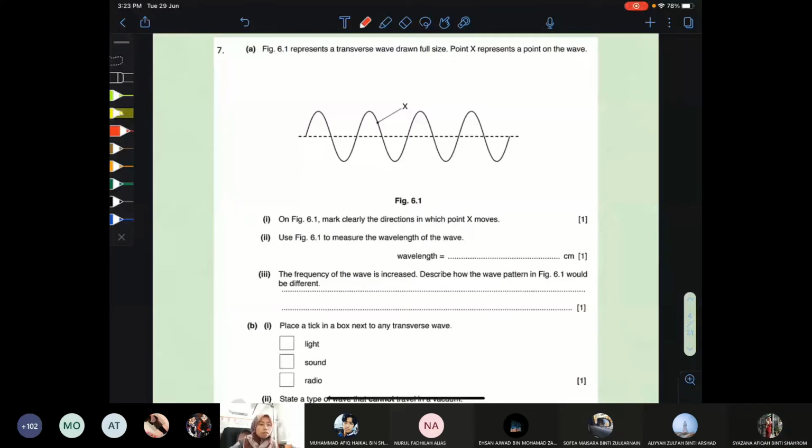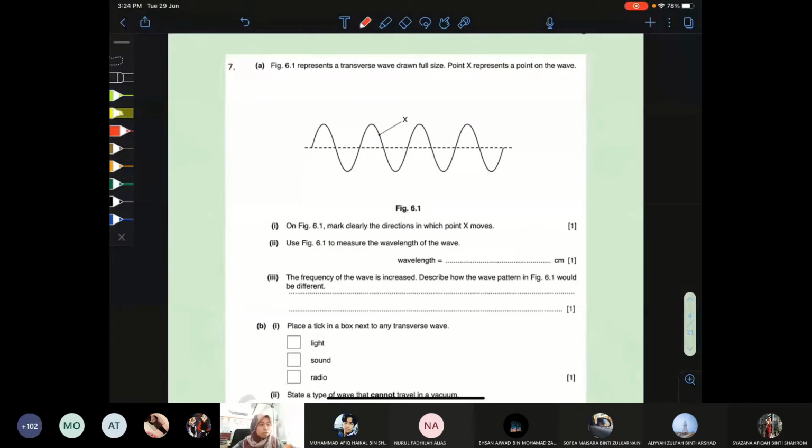Okay, figure 6.1 represents a transverse wave drawn full size. Point X represents a point on the wave. On figure 6.1, mark clearly the directions in which point X moves. So we want to mark the direction in which point X moves. That's the point X. So how do you think the arrow should be directing?